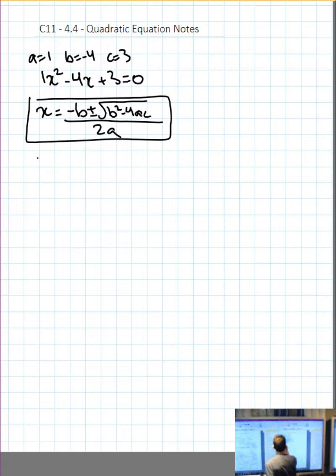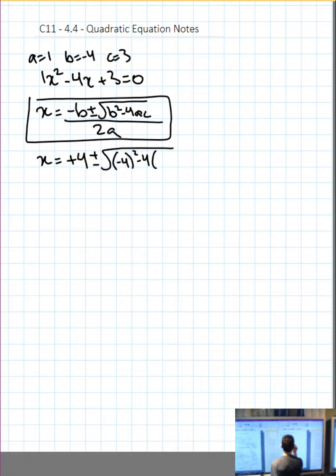Substituting into the formula. X equals. Now, b is negative 4, so negative b would be positive 4. Notice in the notes, I've very carefully substituted negative 4 in for b, then very carefully distributed the negative. Plus minus, square root. I'm going to substitute with brackets. B is negative 4, close bracket squared, minus 4, open bracket, A is 1, close bracket, C is positive 3. All over 2 times the a value of 1.